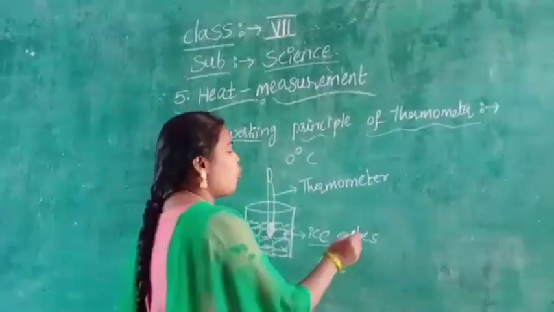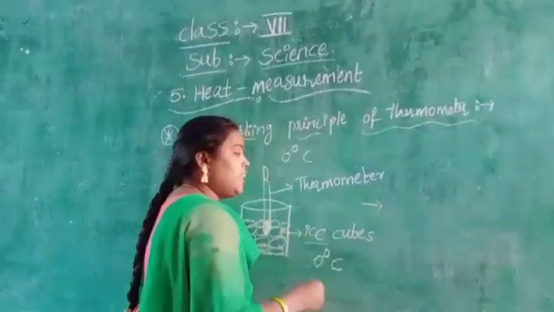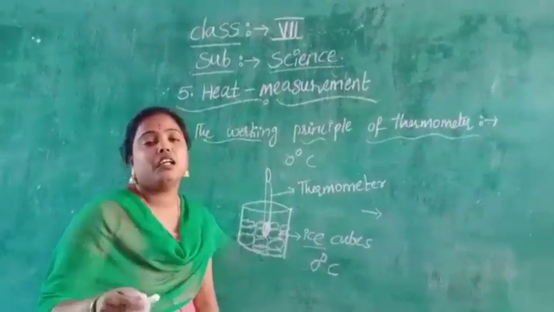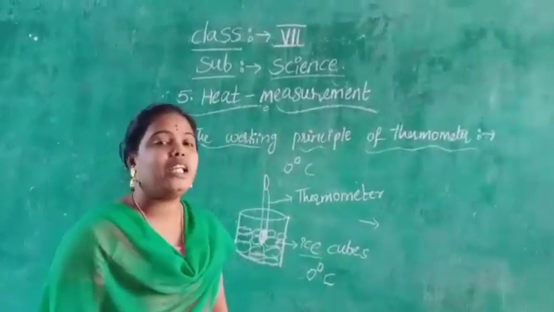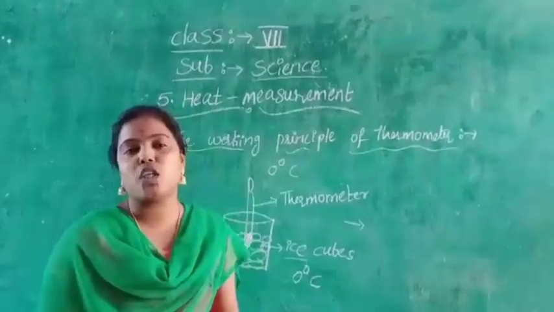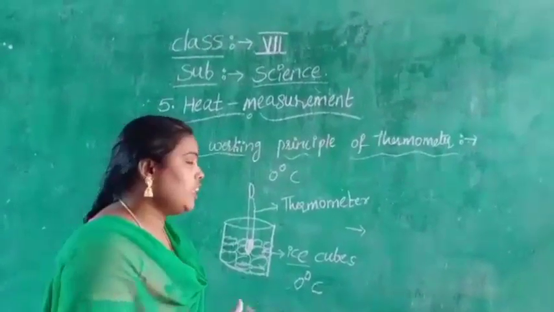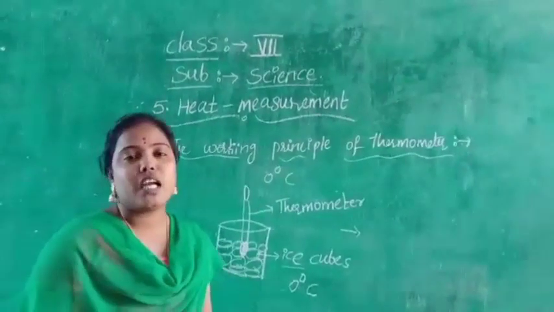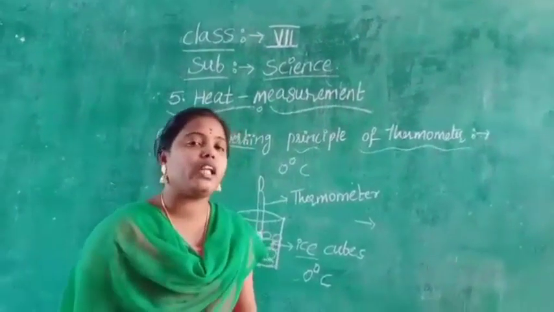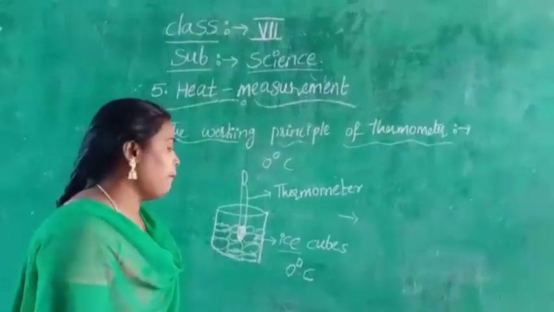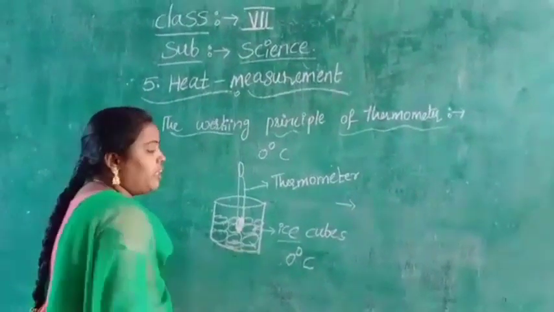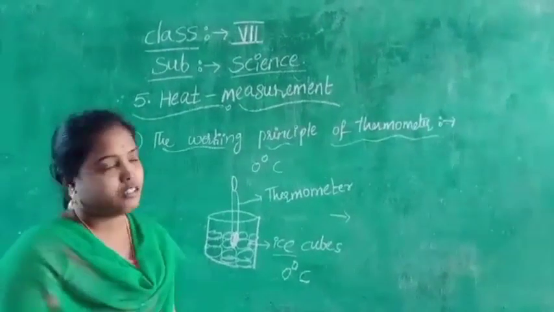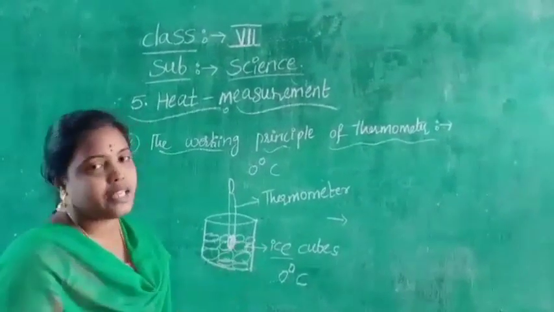So from this, what do you understand? What is the nature of the thermometer? The thermometer works only in the presence of temperature or heat energy. When the thermometer is exposed to heat energy, the mercury rises and shows a reading according to the temperature. Here the thermometer does not show any reading, because we kept it in the ice cubes.